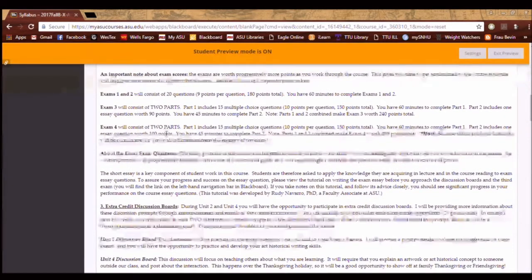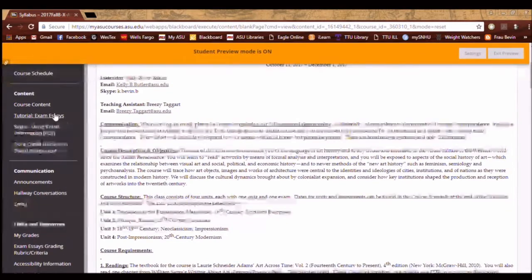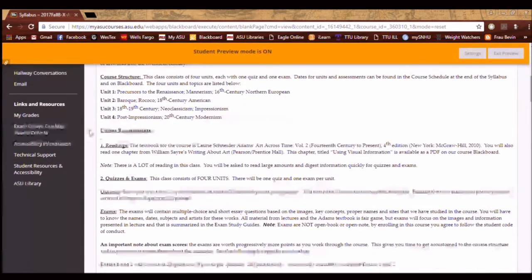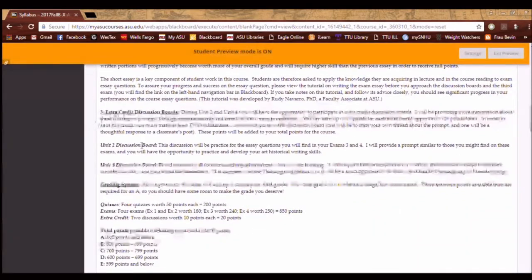Now for the short answer essays, there is a quick tutorial for you up here under content in the left-hand navigation bar, and you'll want to look through that before you take exam 3. Also, the extra credit in Unit 2 will be helpful for your exam questions because it's basically going to be like practice. I'm going to ask a really similar question to what you'll see in the exams, so you'll have a chance to practice your essay writing for that. So here's where I explain the discussion boards. I'll post the prompts for both of these as we get closer to time, so you'll see those over in the course content once it's time.